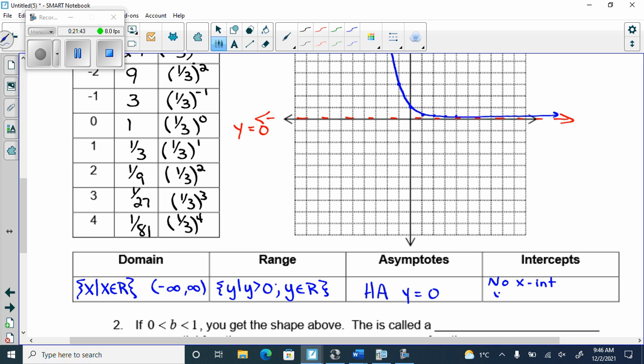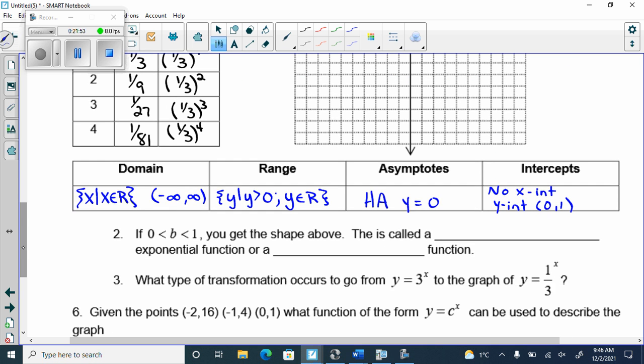And my y-intercept is at (0, 1). I short-formed x-intercept and y-intercept. Am I allowed to do that on a test? Absolutely not. Write everything out. There is no time to short form except LSRS. Okay? If 0 is less than b is less than 1, you get the shape above. This is called a what? Decreasing exponential function.